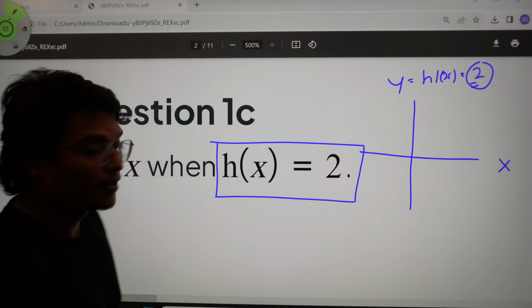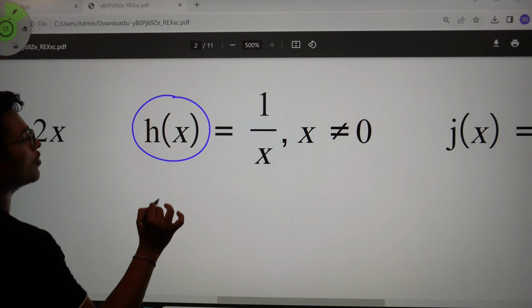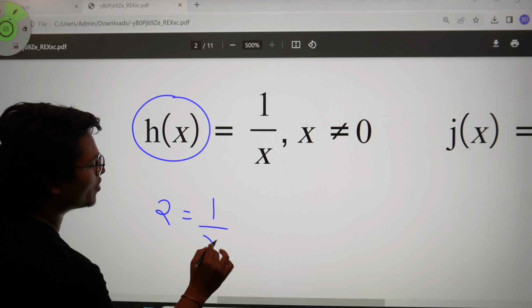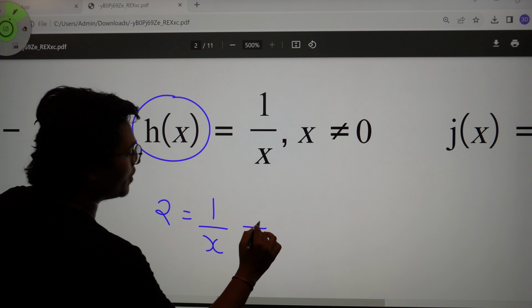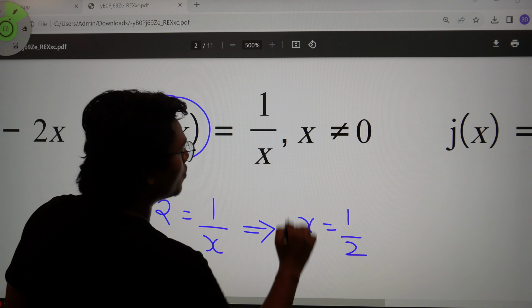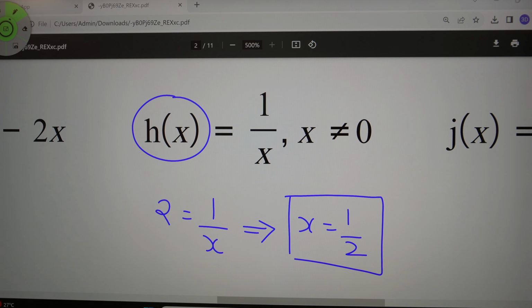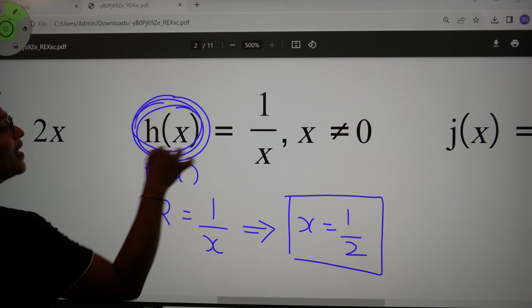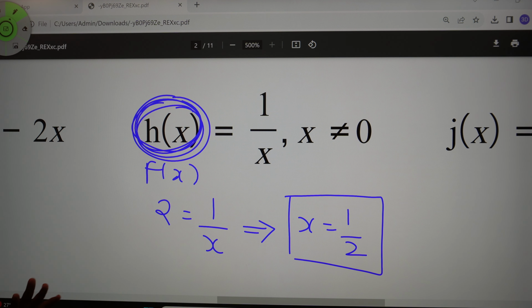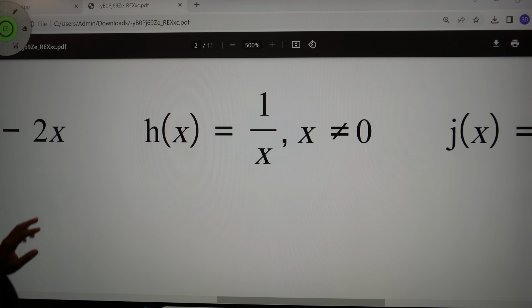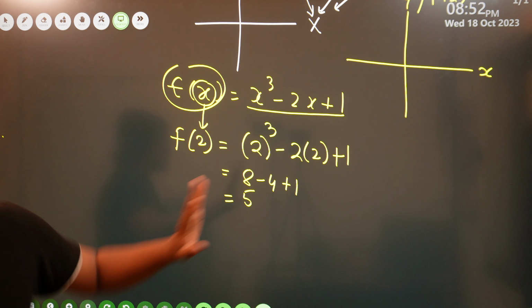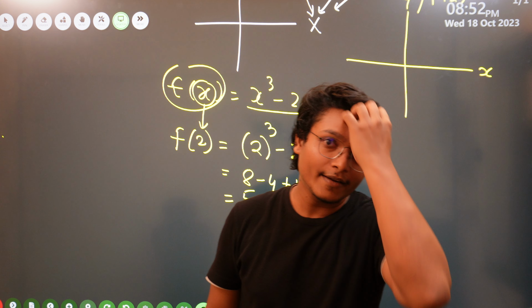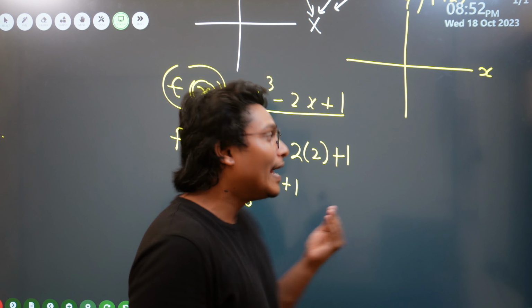See, h of x is given by 1 upon x, right? h of x was given as 2 and the question was asking me to find the value of x. So the value of x will be x equals 1 upon 2. Getting it or not? If h of x, f of x, whatever is given, we will directly replace it with that given value. Okay, so I hope you have understood function very well till here.